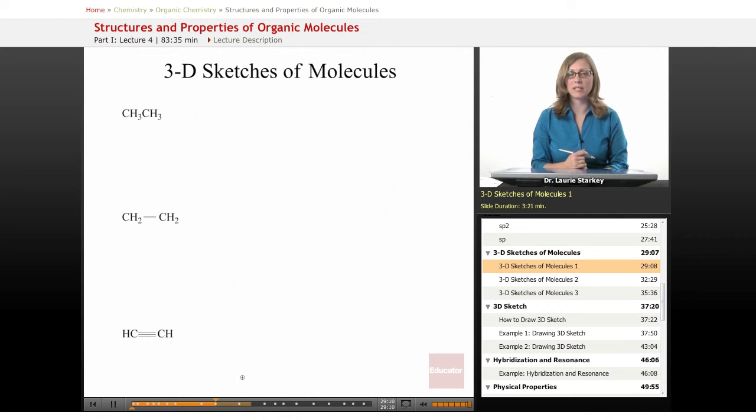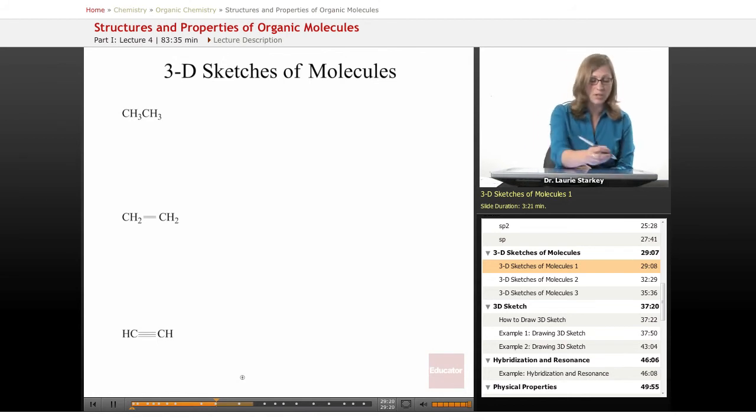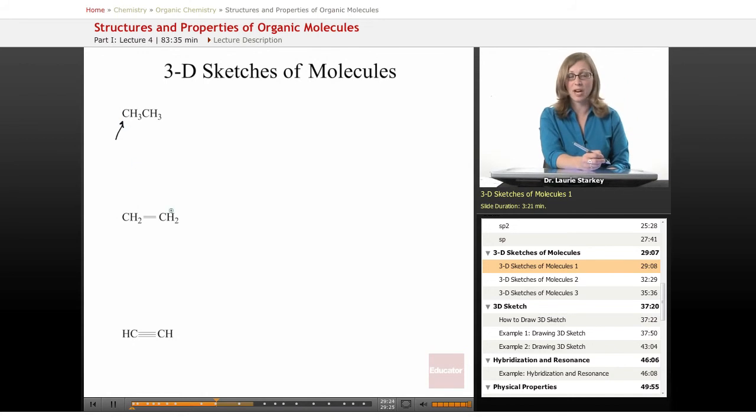Like when we bring these hybridized atoms together to be a molecule, and how can we draw those 3D sketches? Well, if you ever need to do a 3D sketch, the very first thing you want to do is determine the hybridization of the carbons involved, or any atoms involved, because it's the hybridization that's going to determine the geometry.